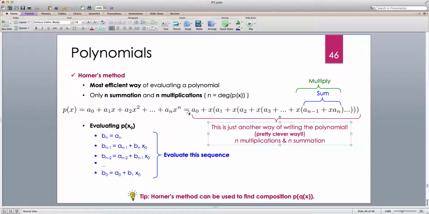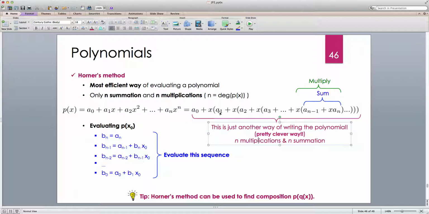The way it works is that you start with the last two terms and factor x out. So x times an minus 1 plus x an, okay? So start with the last two terms, factor x out, and then add the other coefficient, an minus 2, and then multiply by x again, and then add the next coefficient, and all the way to a3 x, add a2 and multiply the whole thing by x, add a1, multiply everything by x, and add a0. Now obviously you can immediately see that this kind of organization gives you exactly the same result.